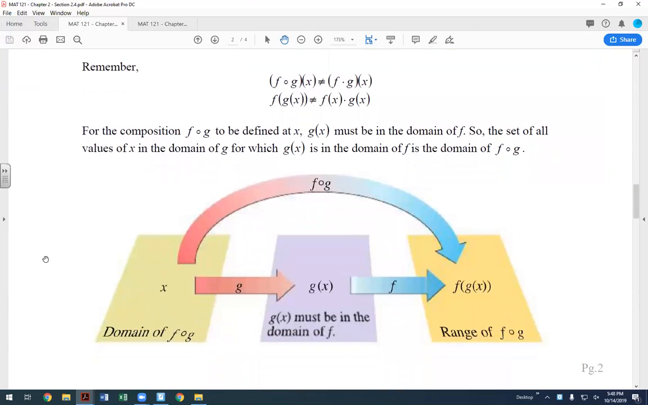This was just an illustration that your textbook had. So it's showing you how if you take the value of x, which is inside the domain of our composition, you first put it in the inside function. Whatever answer you get, you're going to put that inside of the outside function. Basically, the output of the g function will become the input of the f function, and that's how we're going to get our final result here.